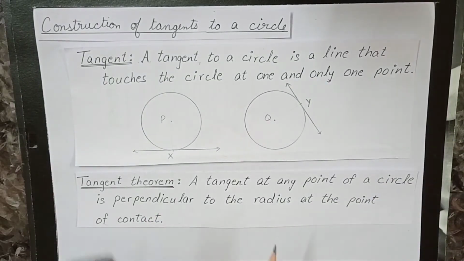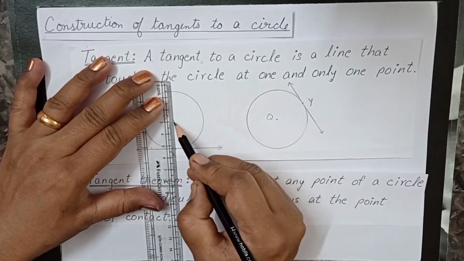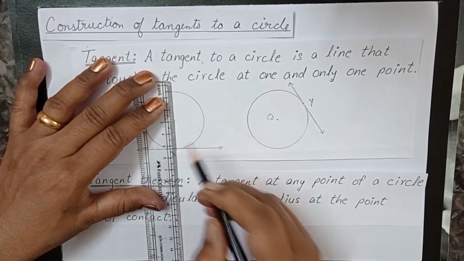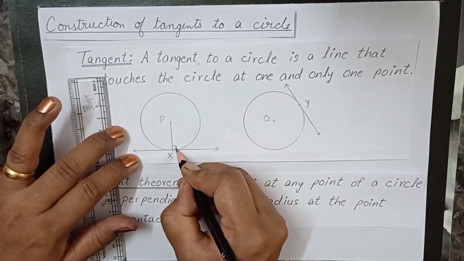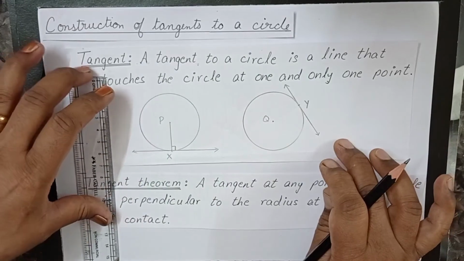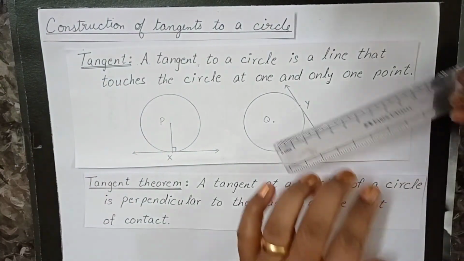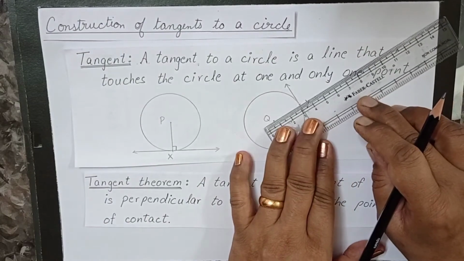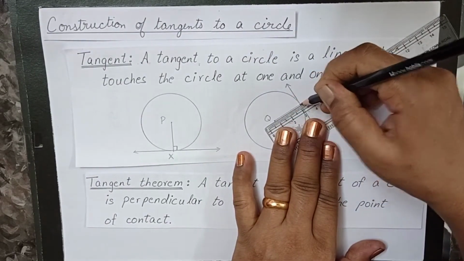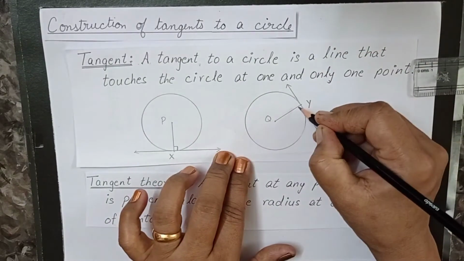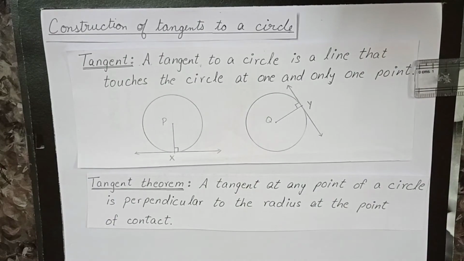That means if I draw the radius which joins the center to the point of contact, X is the point of contact, then this is perpendicular. The radius is perpendicular to the tangent at the point of contact. Similarly, here also let us draw the radius from the center to the point of contact, which is Y. So here QY is perpendicular to the tangent.